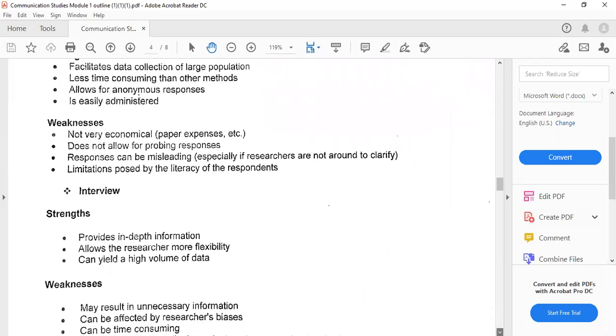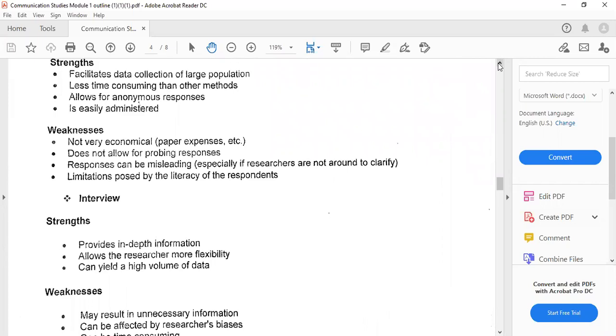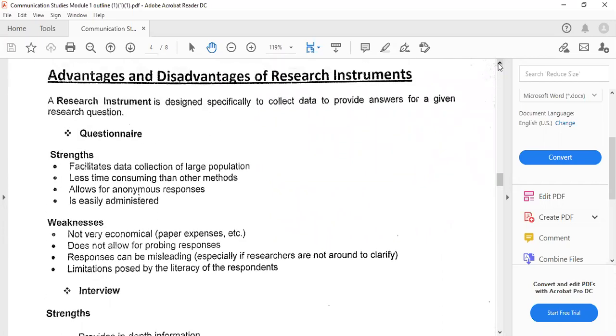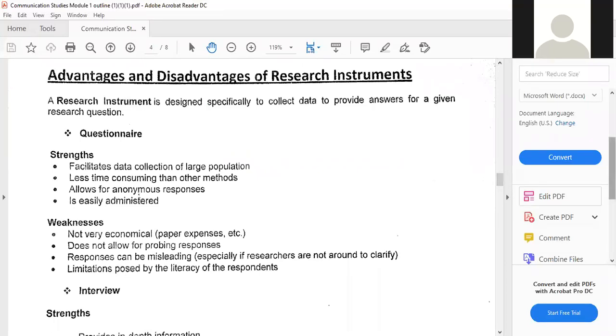Then we have interviews, right? What do you think are some benefits to you doing an interview? What are some benefits of doing an interview that you can think of? Miss, you can ask further questions for clarification. Ah, yes, you can ask follow-up questions. Yes.